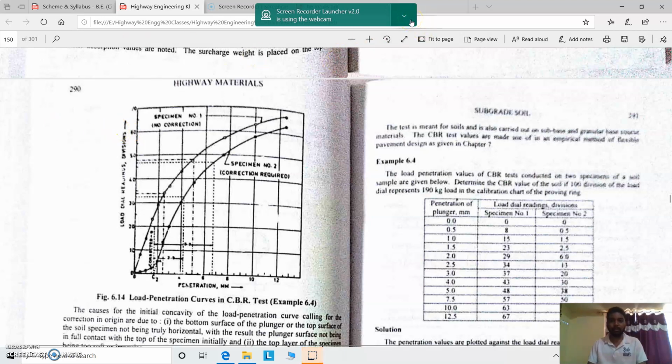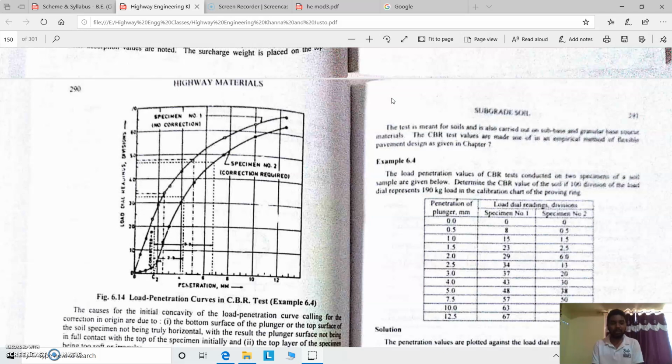Welcome students. In this class, I will start discussing problems on the CBR test. In the previous lecture, we discussed the procedure and the readings taken in the CBR test. The readings and penetration values of the CBR test are noted down for the particular specimen, and we have to consider the bearing ratio of that soil sample.